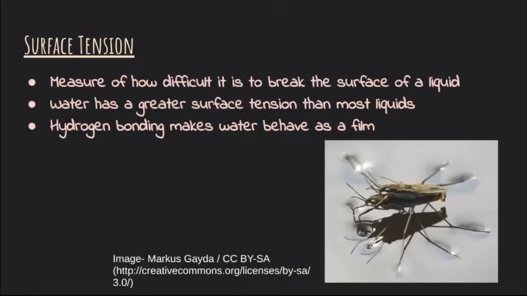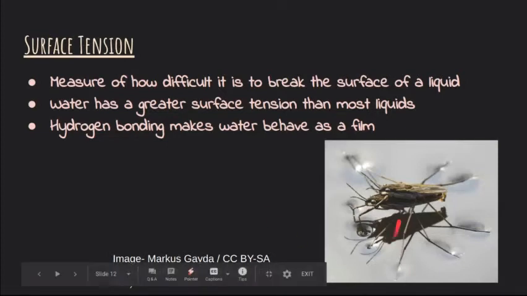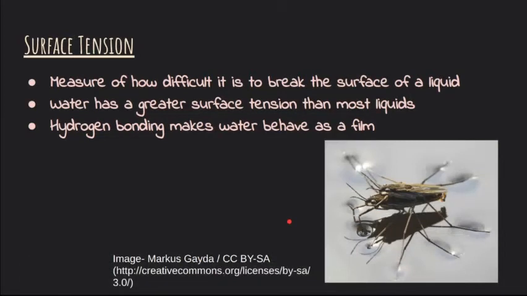Surface tension is a measure of how difficult it is to break the surface of a liquid. Because of water's hydrogen bonding, again, water has a really high surface tension because the surface of the water has so much hydrogen bonding that it acts like a film and makes it hard to break. And certain insects, such as the one I have here, are able to have their legs float on top of the water and they're able to walk.